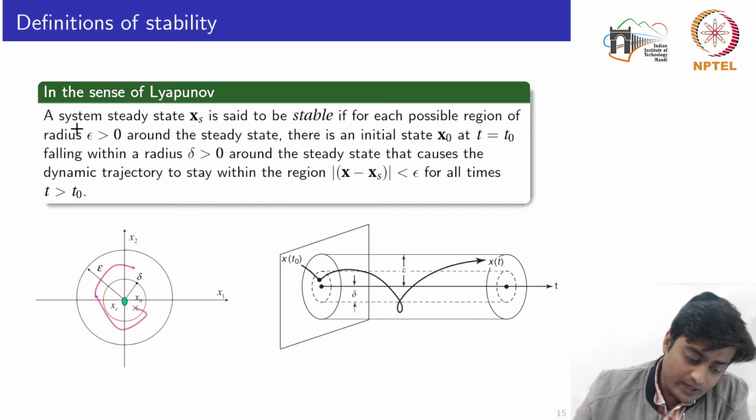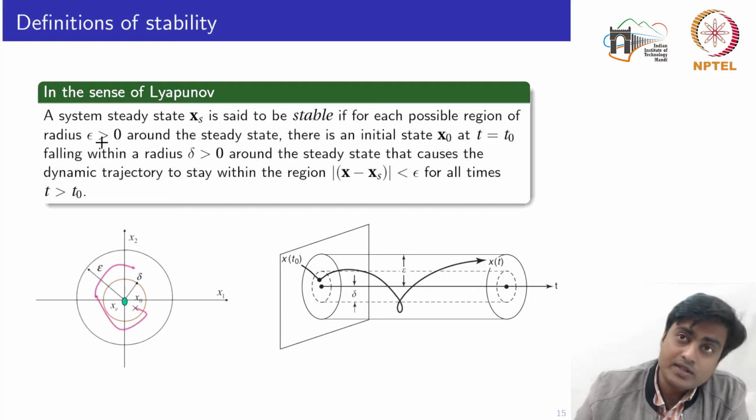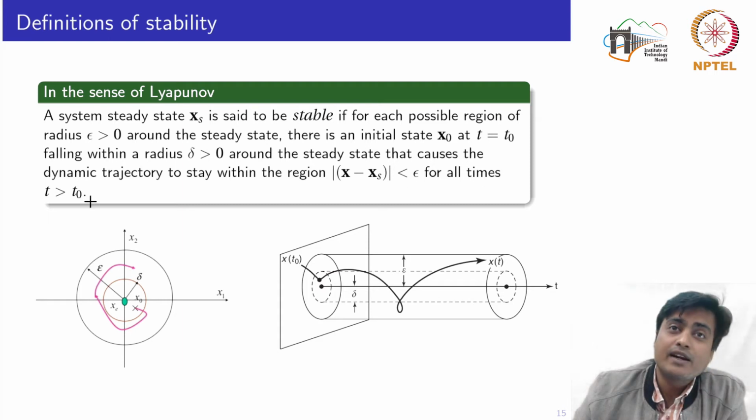So in the sense of Lyapunov, we can define that a system steady state Xs, and for the simple pendulum we have 2 steady states in the interval 0 and pi, is said to be stable if for each possible region of radius epsilon, a positive epsilon, around the steady state, there is an initial state x0 at t equal to t0 falling within a radius delta, which is again a positive number, around the steady state that causes the dynamic trajectory to stay within the region. The absolute value of the difference between x and the steady state is less than the given epsilon, for all times t greater than t0.